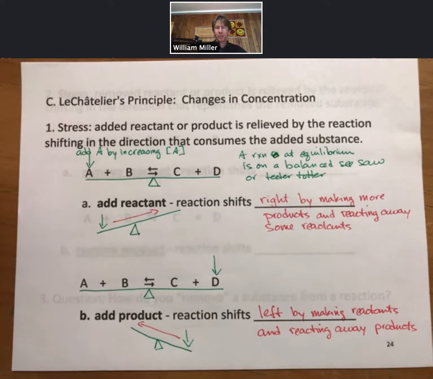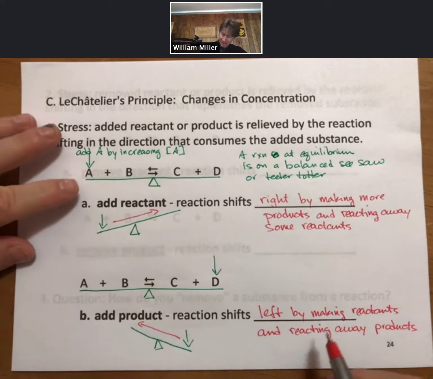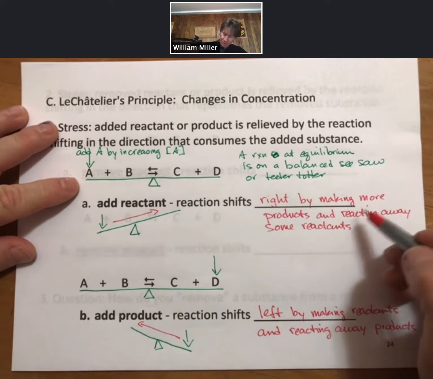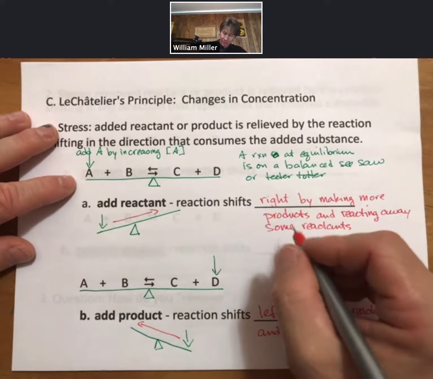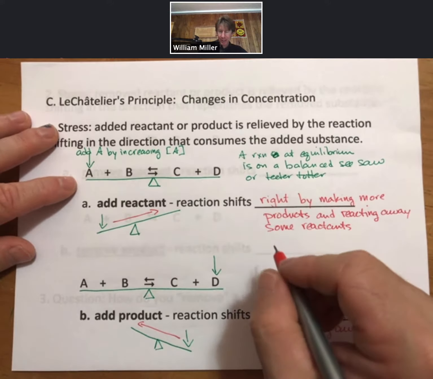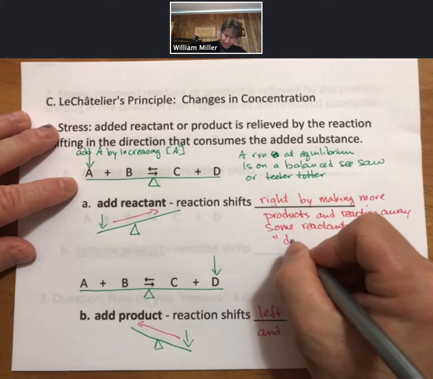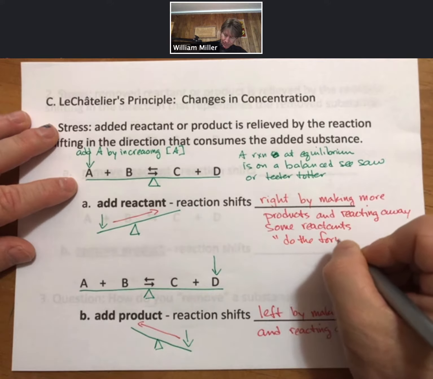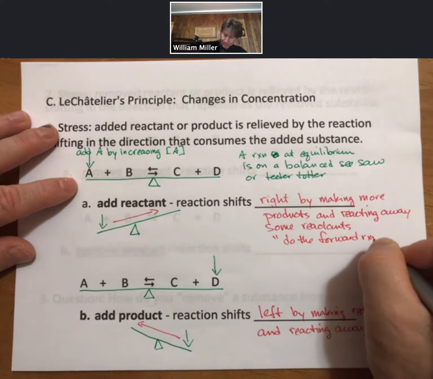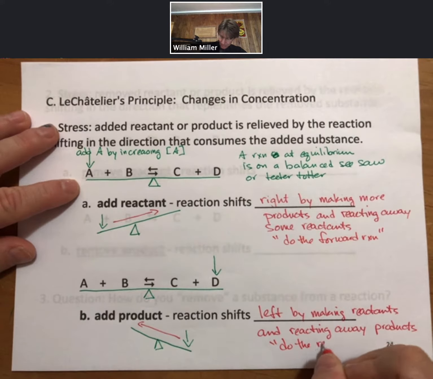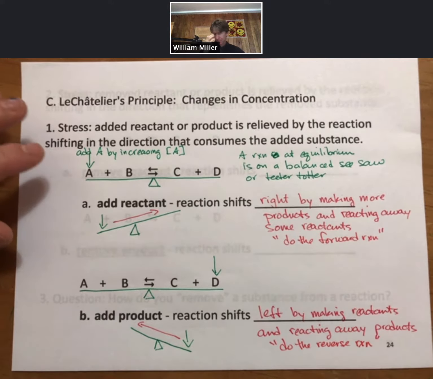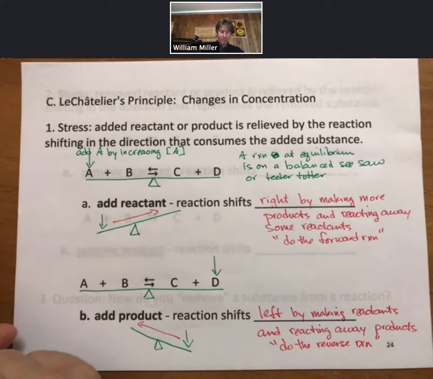And again, we have at least three different ways of saying this. Up here, making more products and reacting away some reactants. Shift right, that's another way of saying it, and do the forward reaction. And down here, we would say, do the reverse reaction. Okay, so that's how it changes in concentration.